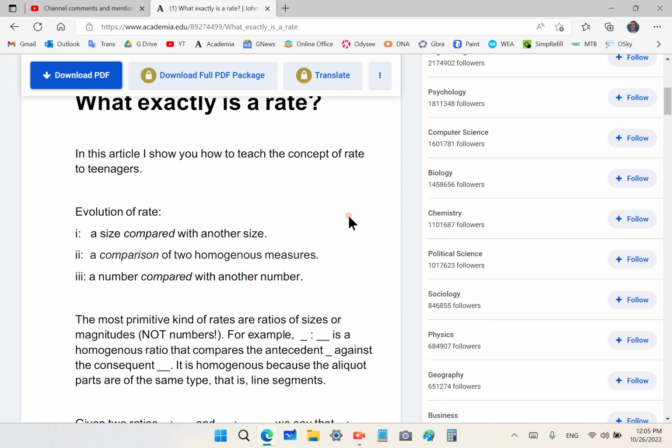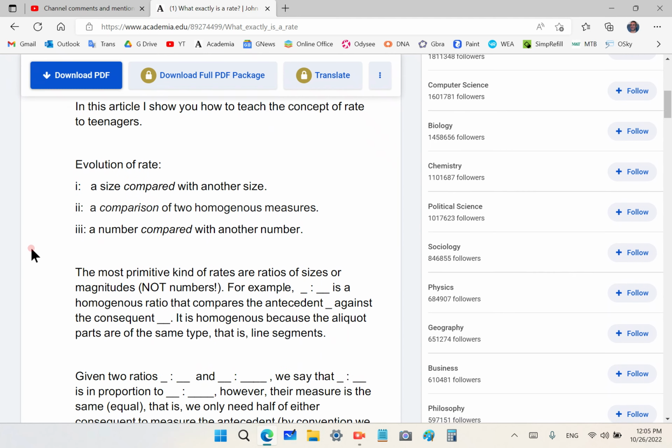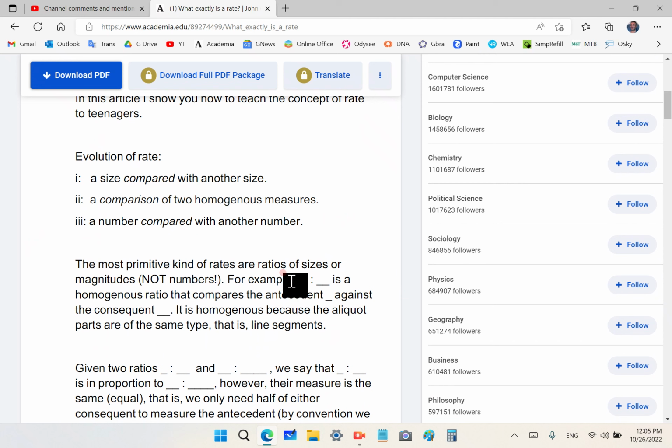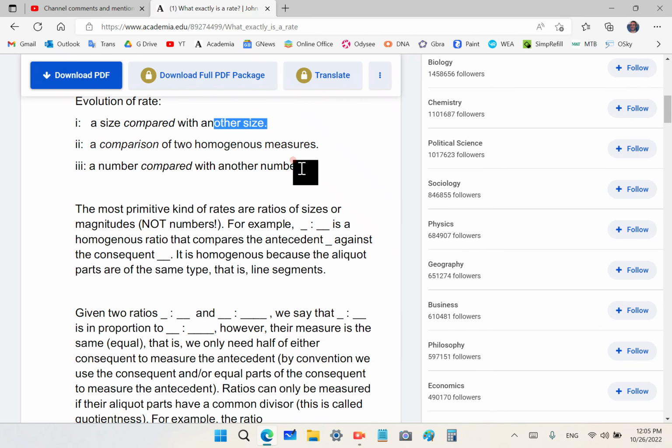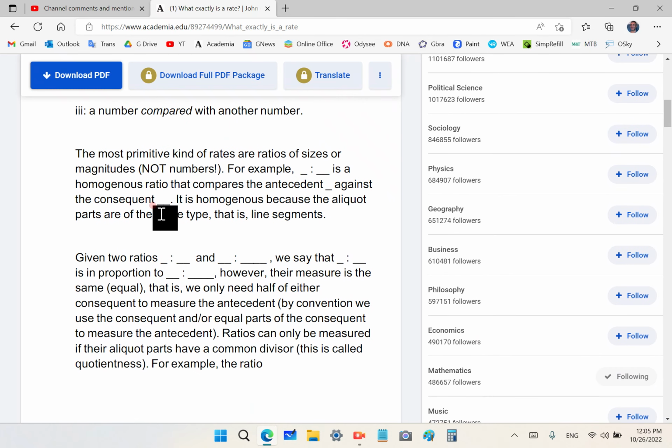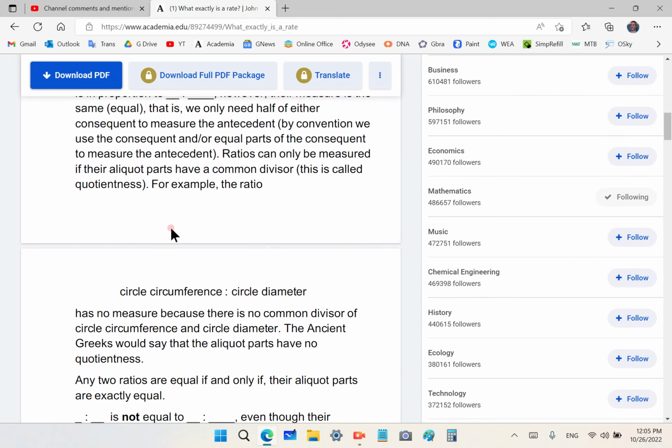So the concept of rate evolved from the beginning. It started off with a size compared to another size, and then it became a comparison of two homogeneous measures. Of course, these sizes also in the first place were of the same kind. And then third, a number compared with another number. So the most primitive kind of rates are ratios of sizes or magnitudes. Now remember, a magnitude or a size is not a number.